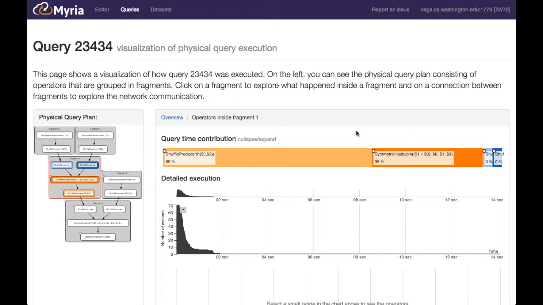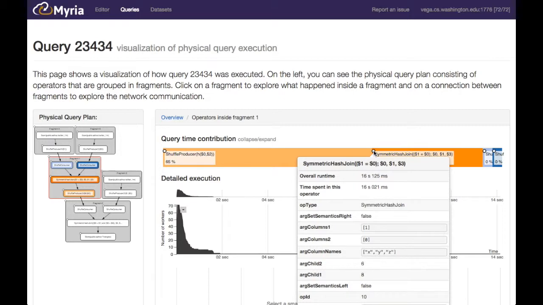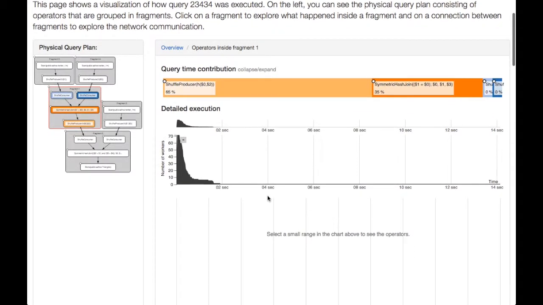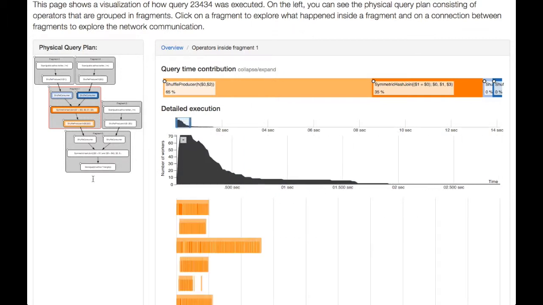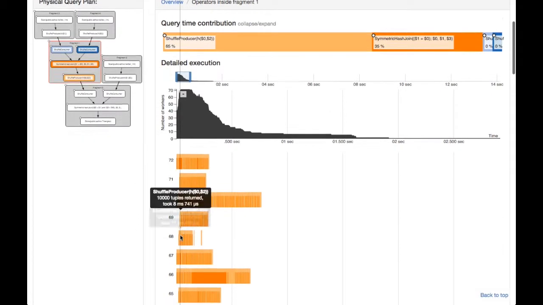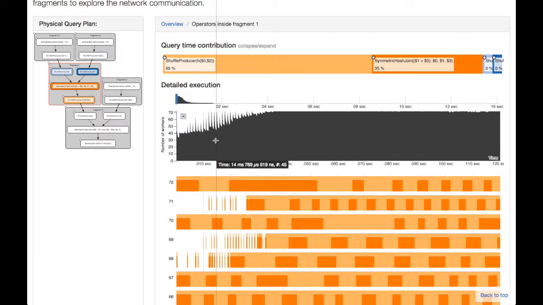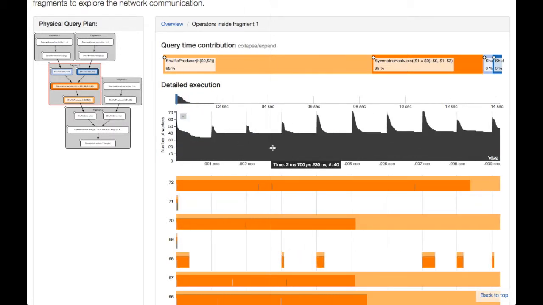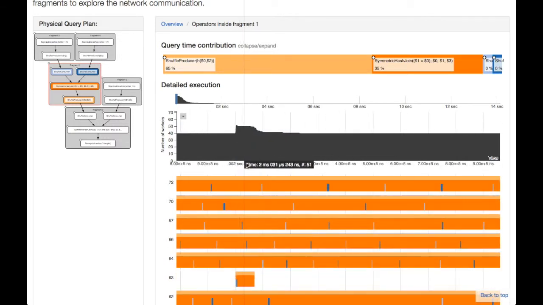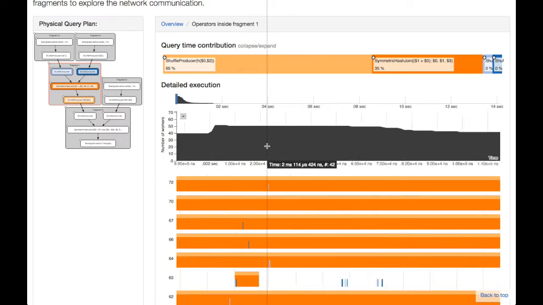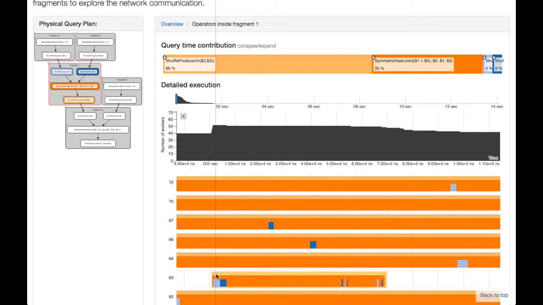In this view, we see a breakdown of which operations contributed the most to the running time of this fragment. Details are available on demand. Below, we have the time series view as before, where we can select a range, and a detailed view reveals exactly which operations executed on each worker. We can look very closely into this execution. We can see that the shuffle producer calls the join, which calls the left and the right shuffle consumer.